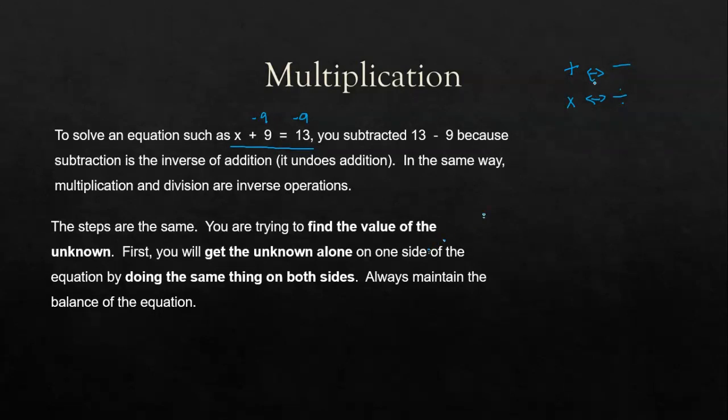So the steps are the exact same. We're trying to find the unknown, so in some cases x, and we need to get it alone on one side of the equation, and we can do this using multiplication or division as well. It just depends what's happening to x. And we always have to remember whatever we do to one side, we also have to do to the other side.